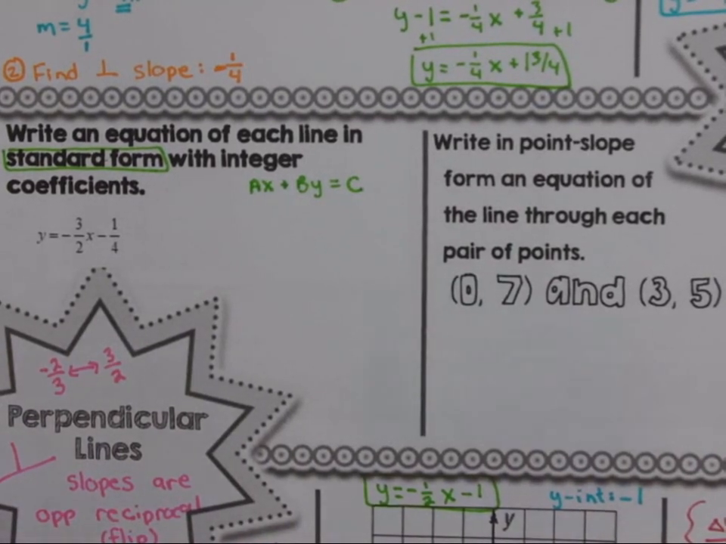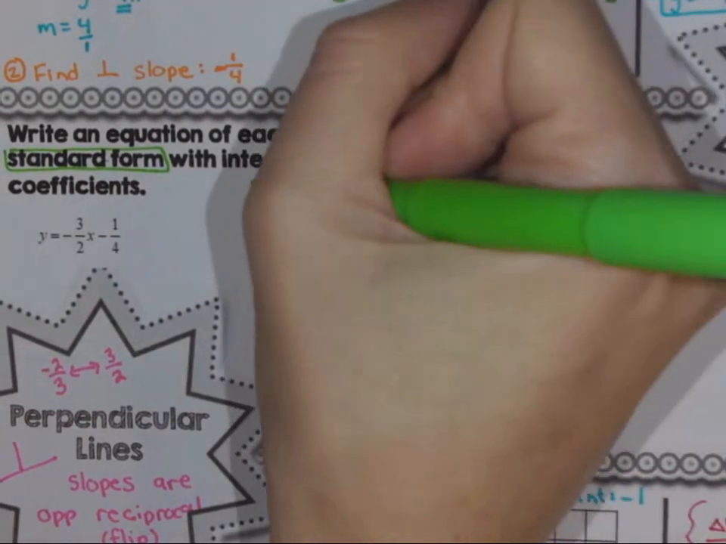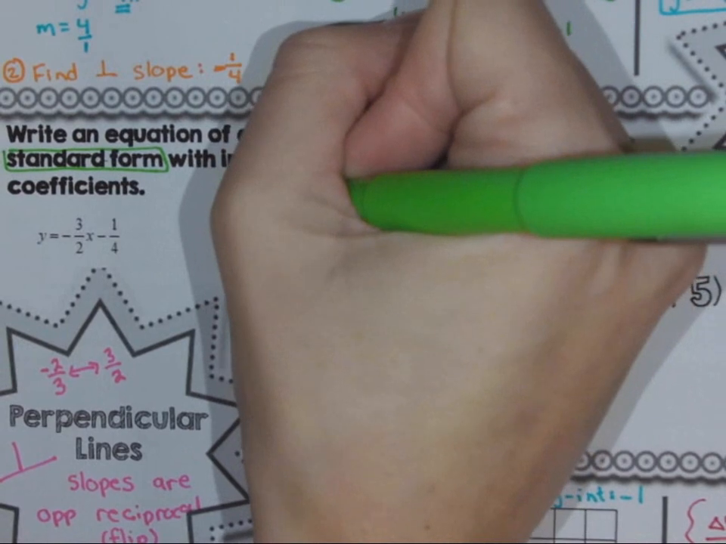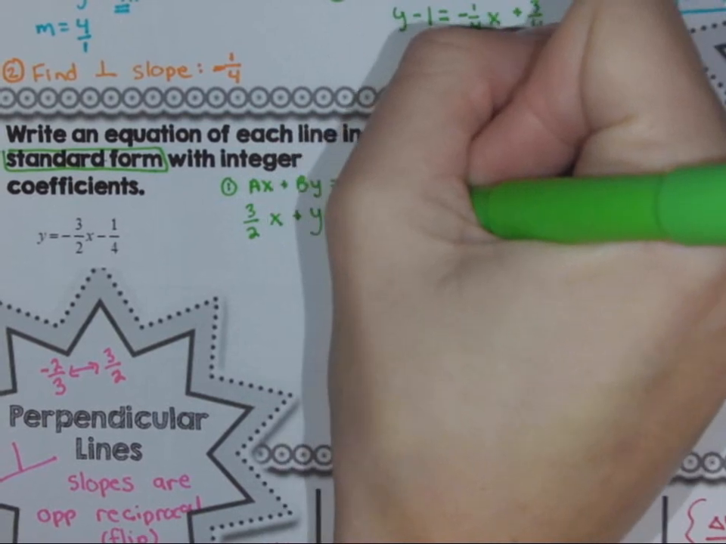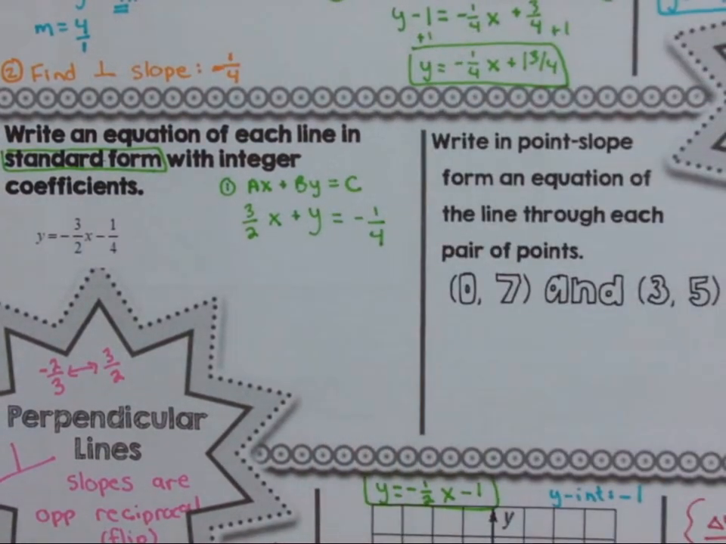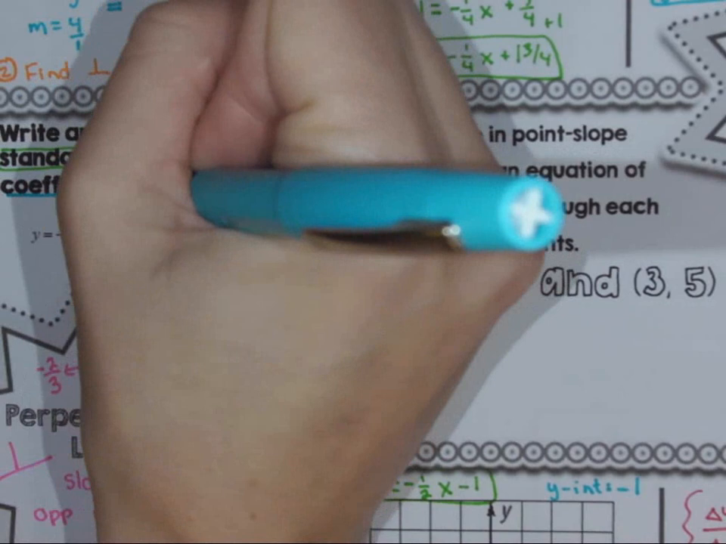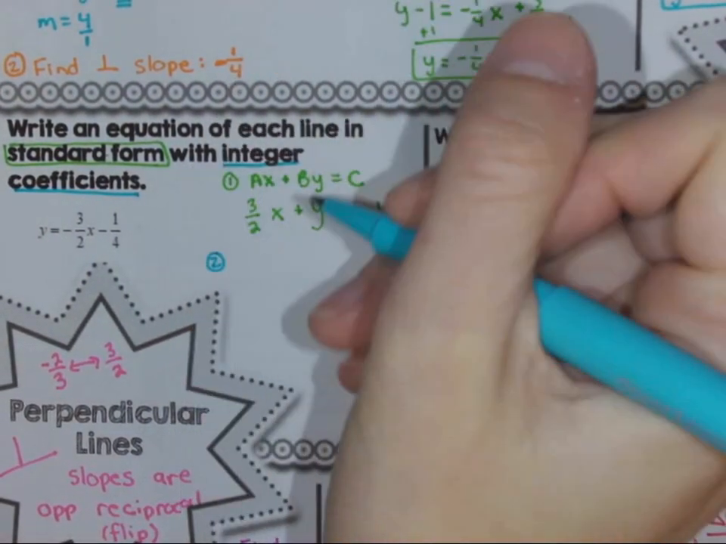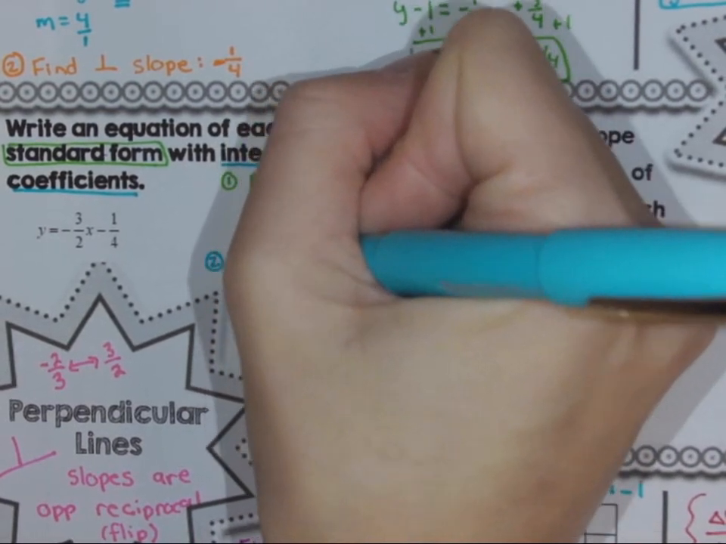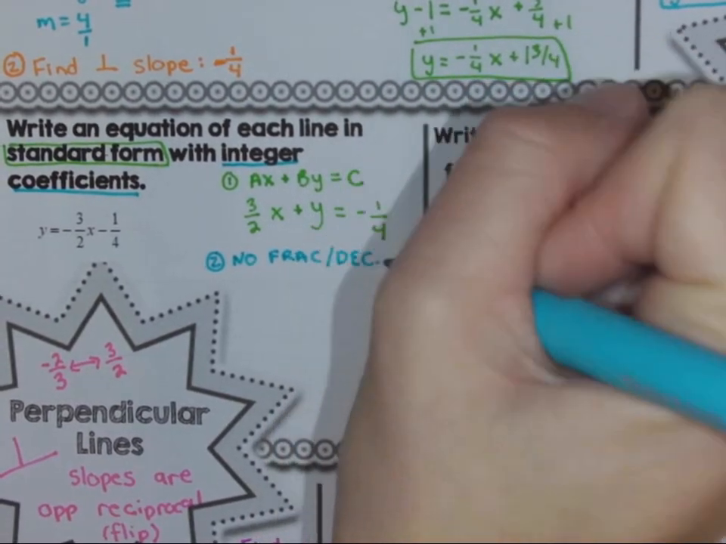So for starters, I'm going to take this -3/2 x and add it to the other side. So we end up with 3/2 x plus y is equal to -1/4. So the second part of this problem asks for integer coefficients. Integer coefficients means that there are no fractions or no decimals. We want whole numbers here. So no fraction, no decimal is one way to think about it.